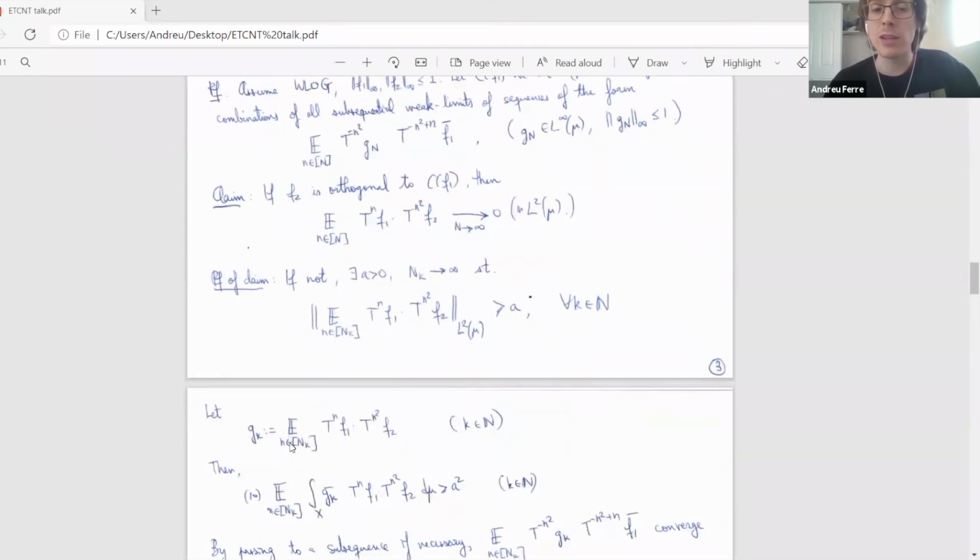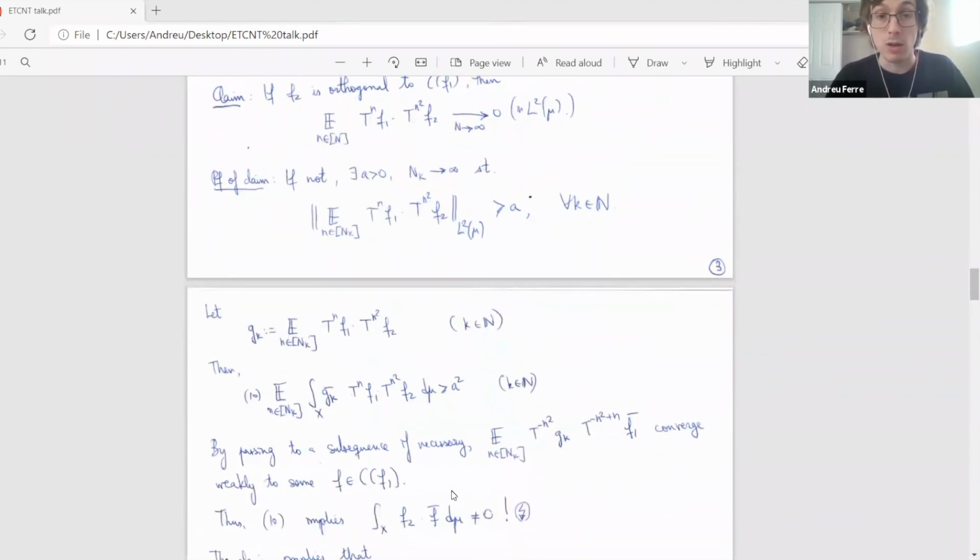Now, if we let the GKs be just these averages along the NKs, notice that just by definition of the L2 norm, if I square it, then if I call GK this, just putting a bar means that these expectations are bigger than or equal to A squared for any K, right? This is just unwrapping the definition, nothing weird going on.